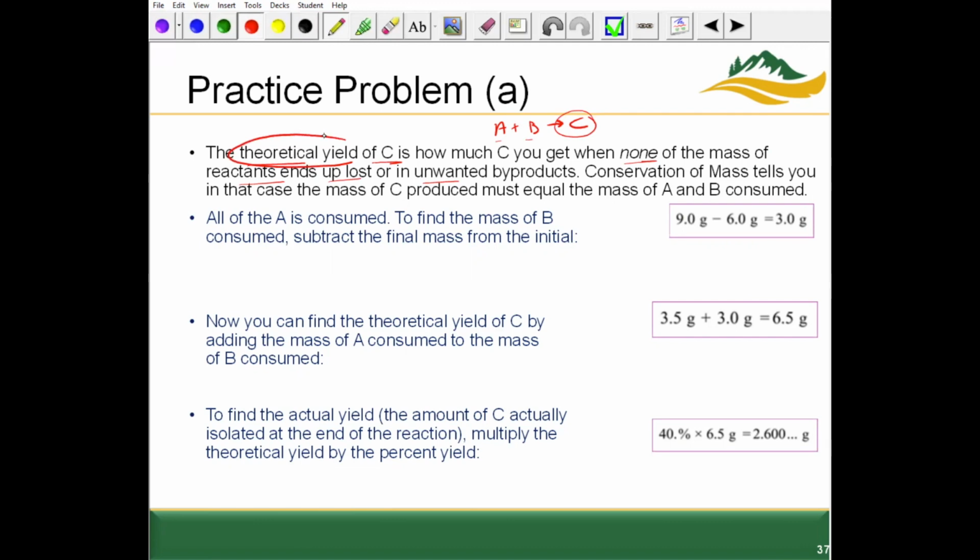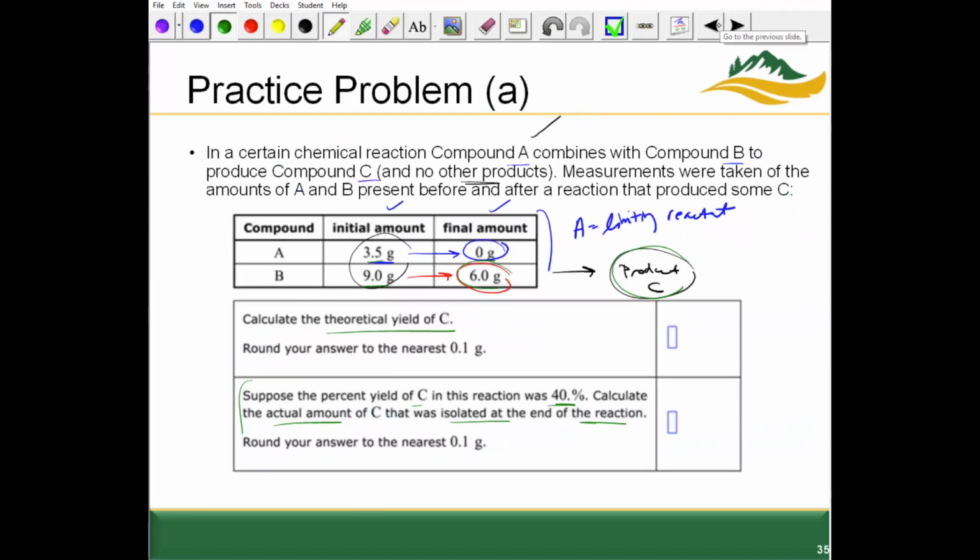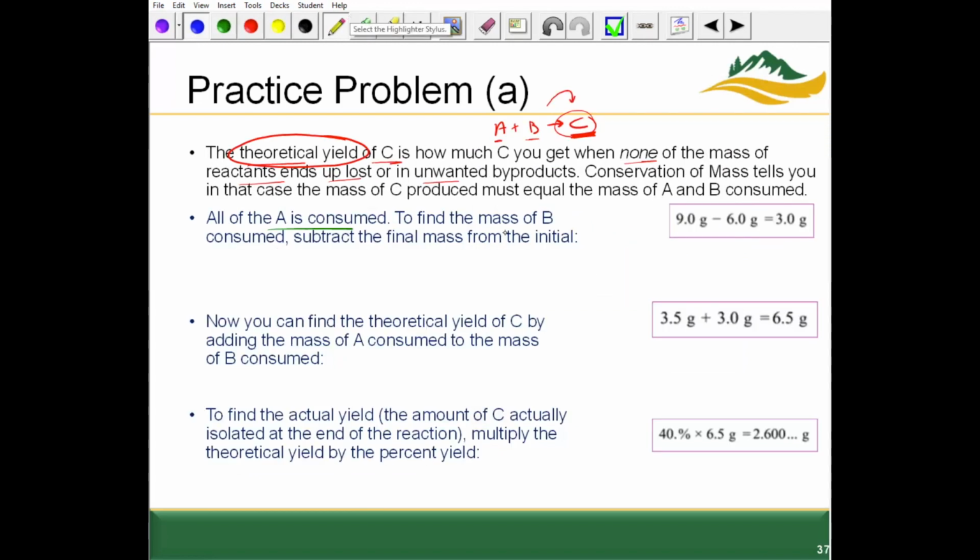So that's our theoretical yield, how much we should get of C if all amount of A that's consumed and all amount of B that's consumed goes into forming C. So we know right off the bat that all of A is consumed. For A, all 3.5 grams of A went in to produce this product C. So now to find the mass of B that's consumed, we started out at 9.0 grams, and we were told that 6.0 remain. So then we're using up 3.0 grams of B to produce this product C.